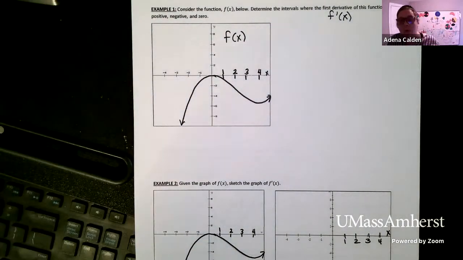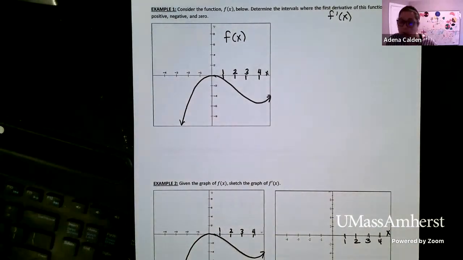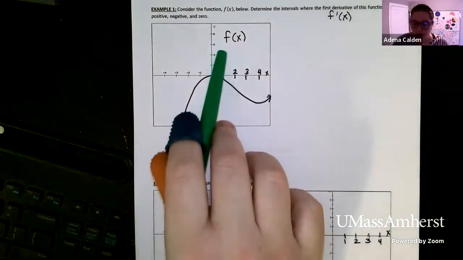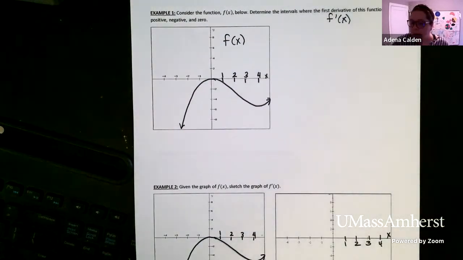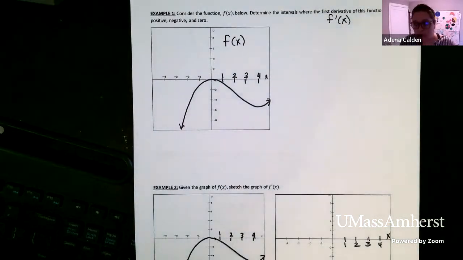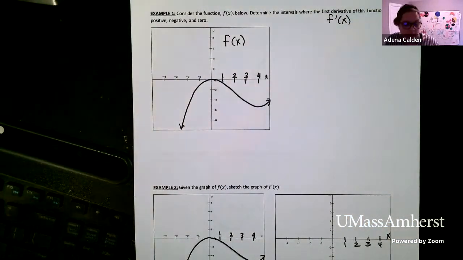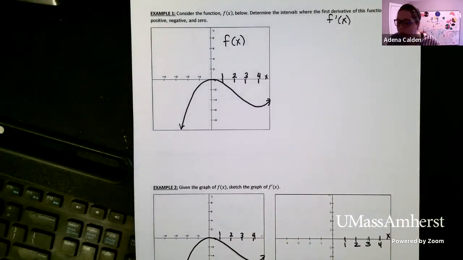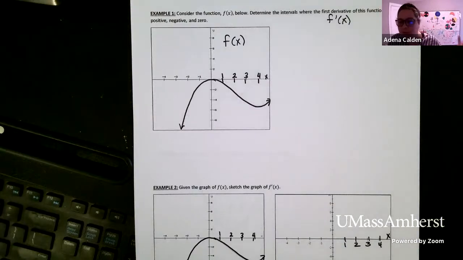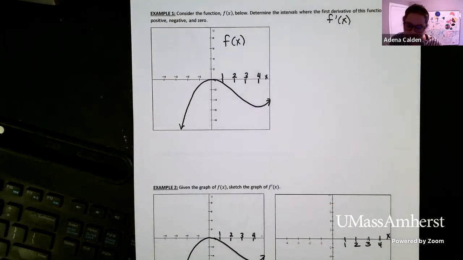Okay. So what we're doing right now is we are analyzing an original function graph to get information about the first derivative. Okay, so this type of analysis is going to be really important. So we really need to think about the process and how we make these determinations, because this is going to help us build upon it for the second derivative later.